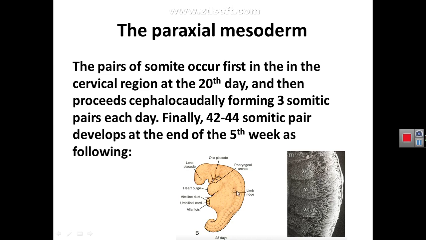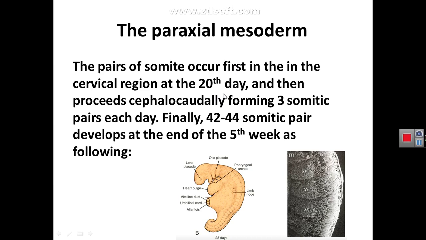This is a figure, of course, of a human. You can see the text here saying that the pair, you know why we are using the term pair, because the somites are on the right and left side. So the pairs of somites occur first in the cervical region, as we said before, into the occiput, at day 20 of development.